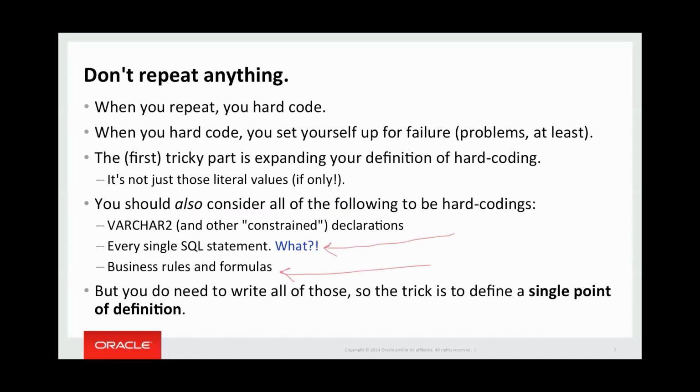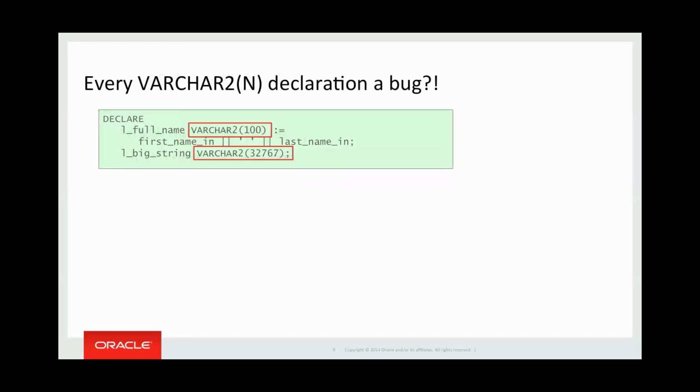So I'm going to explore a couple of examples of those, again, quite likely. First of all, I suggest that you consider every varchar2 declaration in your code to be a bug unless it's the actual single point of definition. So for example, in this tiny little piece of code, I've actually got 3 bugs. I'll go back over that in a moment. But notice my full name, varchar 100.